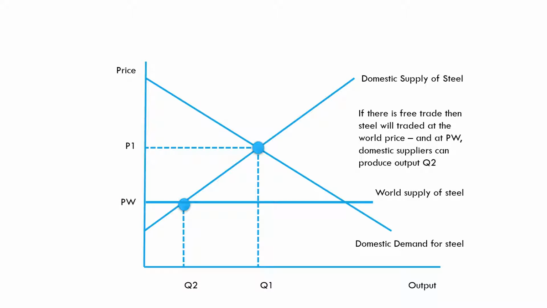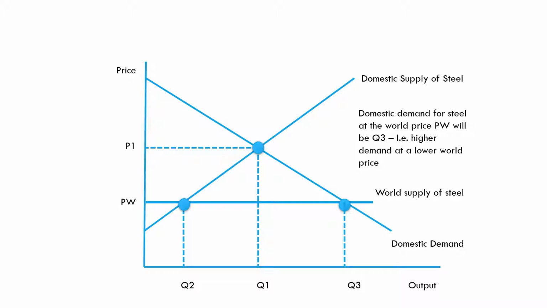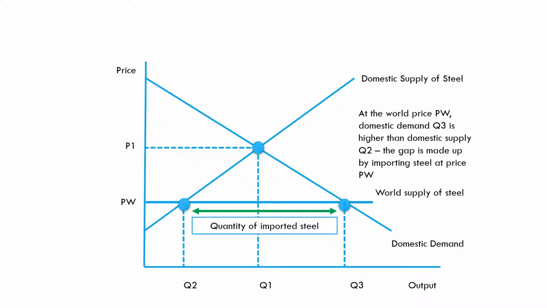How much is going to be bought domestically now? How much are people going to buy of steel? Well, I go down the demand curve until I get to PW, and I find out that it would be this quantity of steel that is consumed by domestic consumers. At this lower price, not surprisingly, people are now buying more steel. So Q3 is what people are buying, and Q2 is being provided by the domestic companies. So the gap must be the quantity of imported steel.